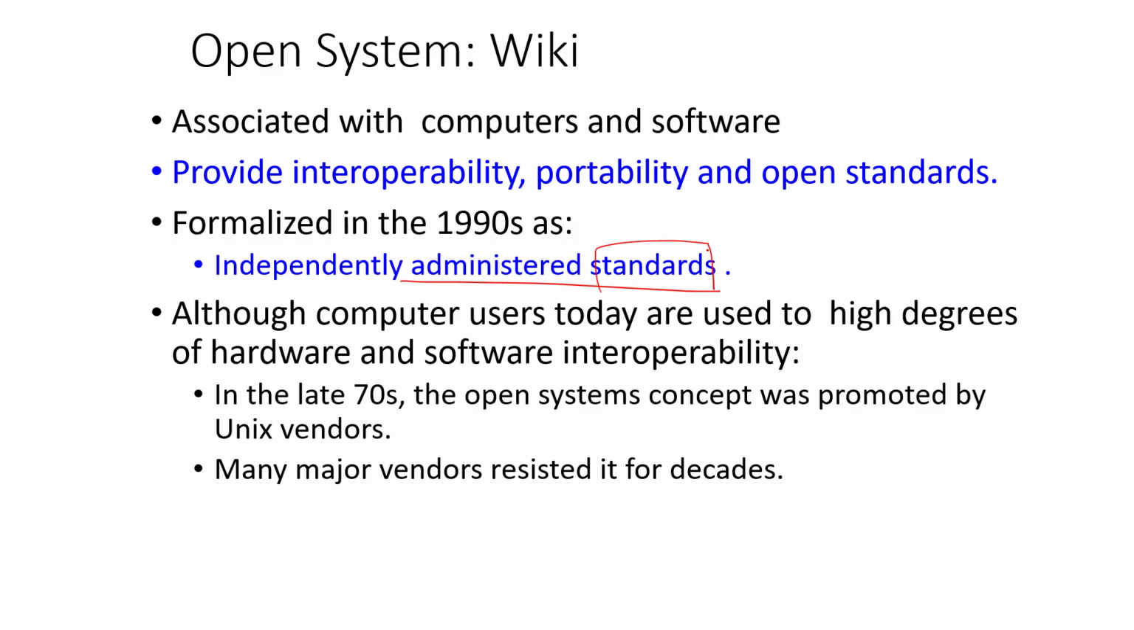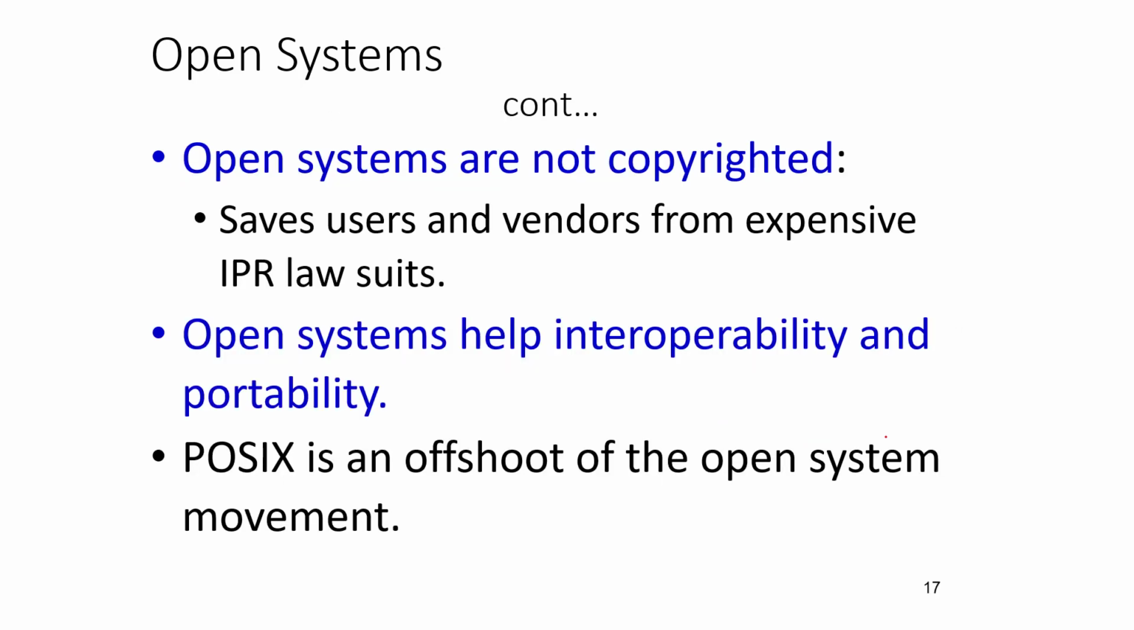So, although interoperability is a standard concept now, in the sense that if I buy a device, I expect it will work on my hardware, it will work on my software. But in the late 70s, this was not the case. The Unix vendors were promoting the open system concept, but it had still not come up, right? So, we still had a lot of proprietary hardware and software where the software did not run on each other's systems, right? So, this was resisted by a lot of major vendors.